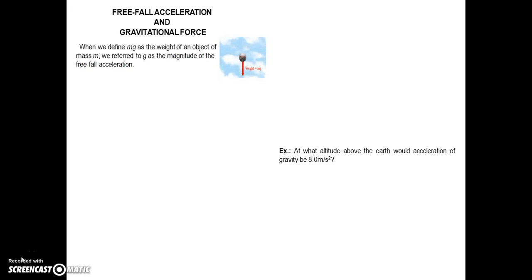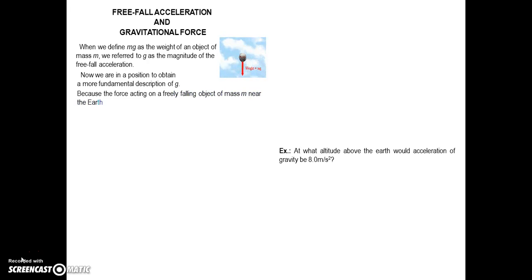Today we are going to talk about the free fall acceleration and gravitational force. When we define mg as the weight of an object of mass m, we refer to g as the magnitude of the free fall acceleration. Now we are in a position to obtain a more fundamental description of g, because the force acting on a freely falling object of mass m near the Earth's surface is given by Fg equal to G times m, the mass of the object, times the mass of the Earth over the radius of Earth squared.